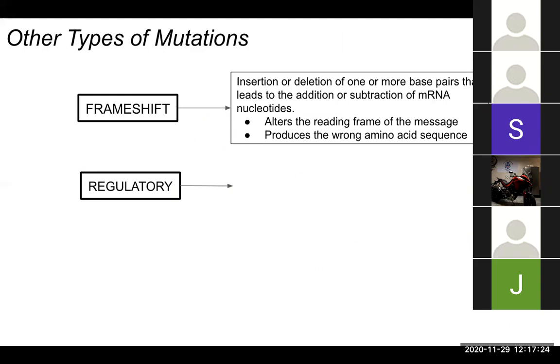So the frame shift is an insertion or deletion of one or more base pairs that leads to the addition or subtraction of mRNA nucleotides. This alters the reading frame of the message and provides the wrong amino acid sequence. Can anybody tell me the three different types of regulatory mutations?